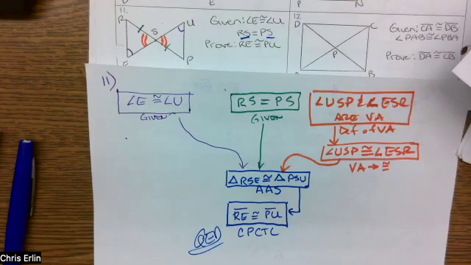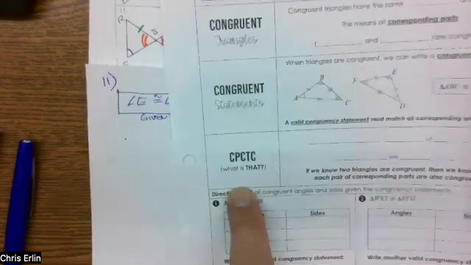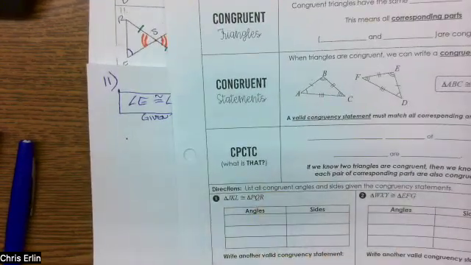What is CPCTC? CPCTC stands for corresponding parts of congruent triangles. You may remember that we did a homework a couple of days ago where you had CPCTC and you wrote out all the parts.